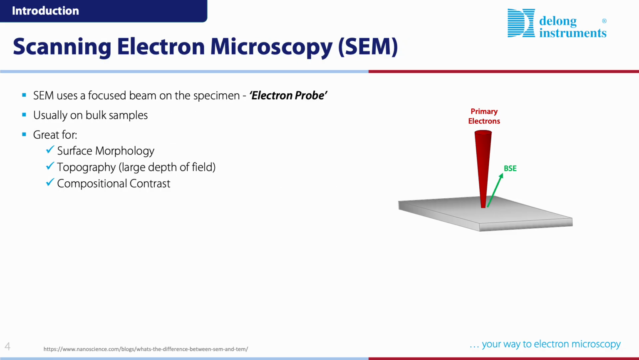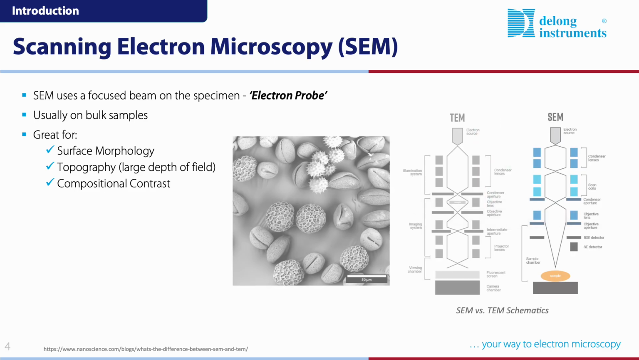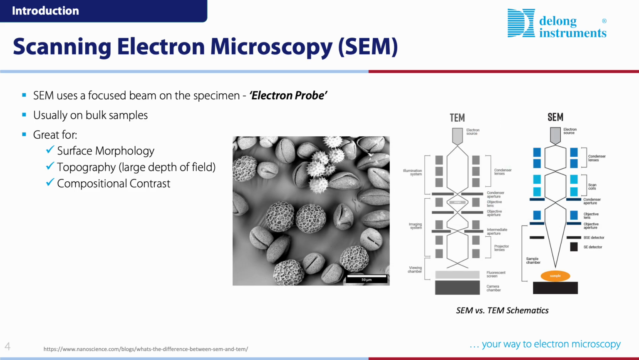Scanning electron microscopy, or SEM, uses a finely focused beam on the specimen, often called the electron probe. It's typically used for bulk samples where we want to examine the surface in detail. SEM is great for surface morphology, topography with large depth of field, and compositional contrast.